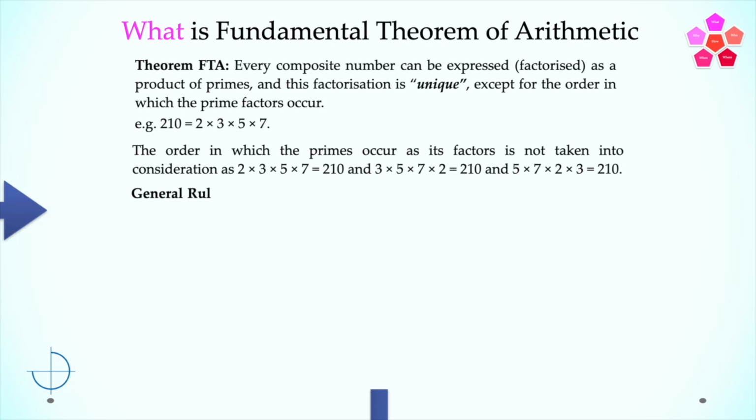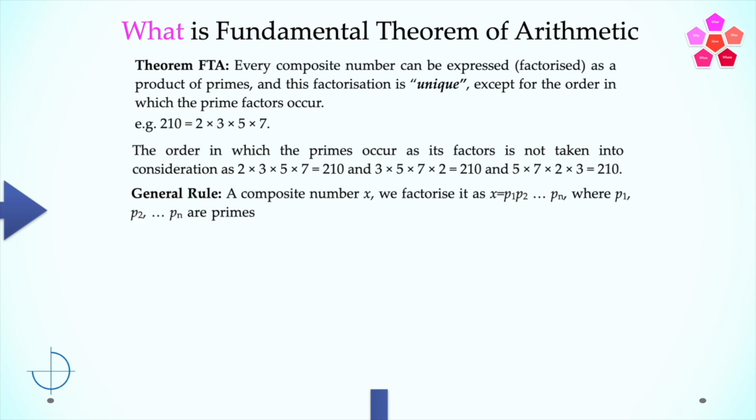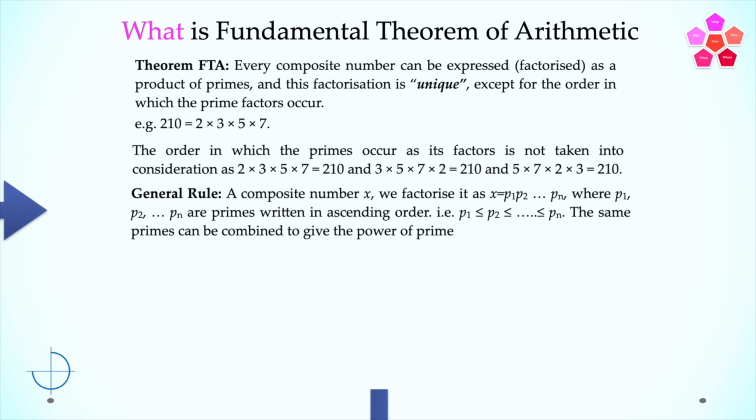So the general rule is, for a composite number x, we factorize it as x is equal to p1, p2, p3, till pn, where p1, p2, p3, pn are all primes written in ascending order. That is, p1 is less than or equal to p2, which is less than or equal to p3, and so on till pn. The same primes can be combined to give the powers of primes.